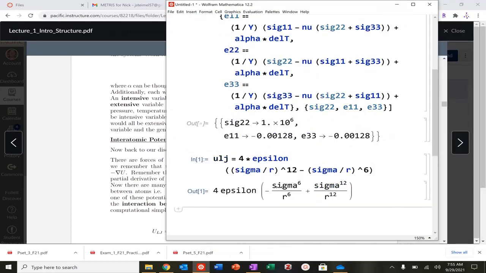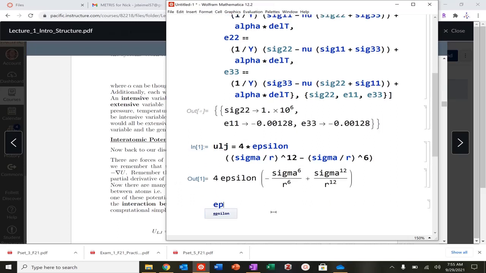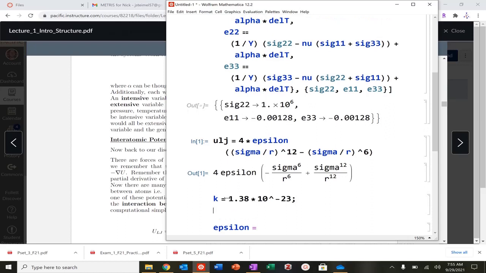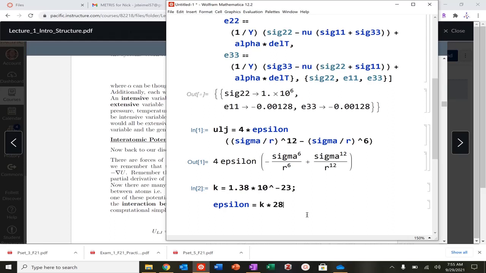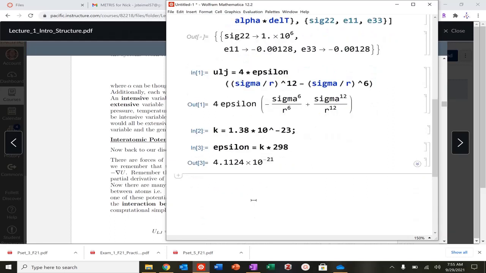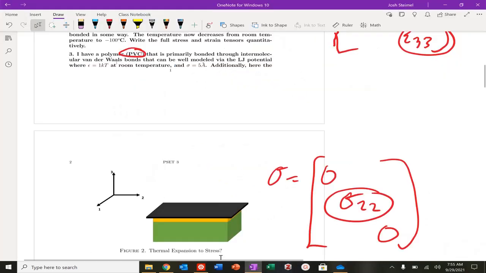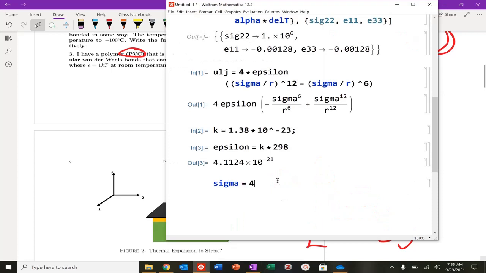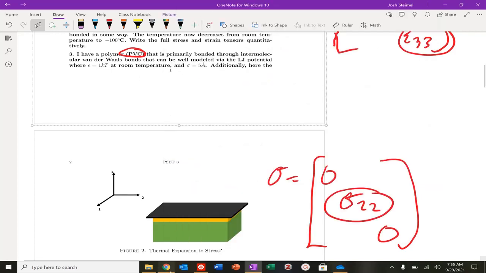ULJ, let's check it out and see if it looks okay. Excellent. So our epsilon equals basically kT, where k is our Boltzmann's constant, 1.38 times 10 to the minus 23. Our T is room temperature, so our epsilon equals k times 298. So that's our epsilon. Our sigma, let's see what we're given in our problem statement. Our sigma is equal to 5 angstroms. So sigma equals 5 times 10 to the minus 10. So that's our sigma.